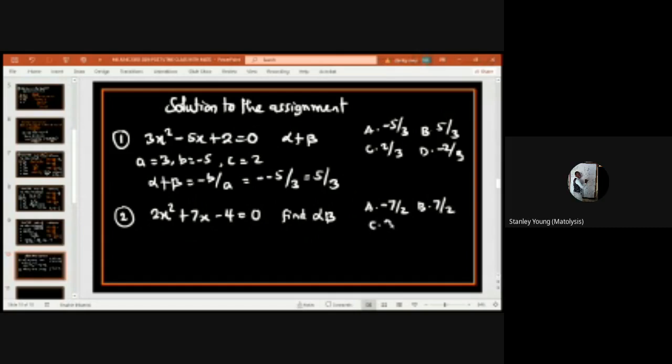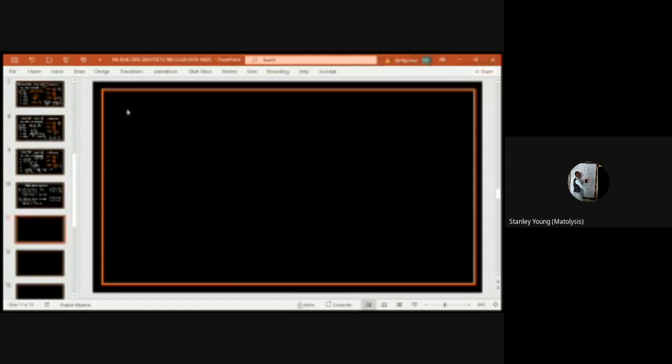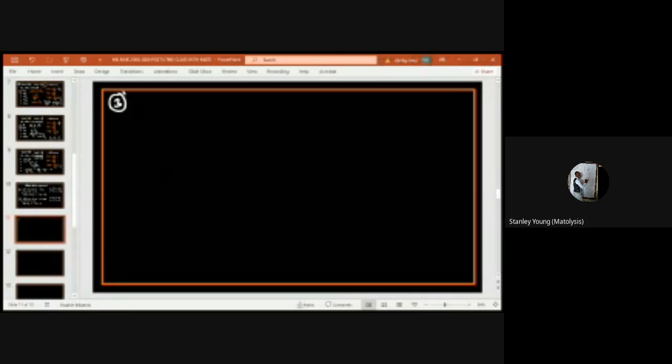All right, so we'll figure that out now. In this case, A is going to be 2, B is 7, and C is negative 4. And alpha beta is meant to be C over A. So what do we have there? That's going to be negative 4 over 2, that's negative 2. You are very much correct. The answer is negative 2. So that takes us to question number 3.